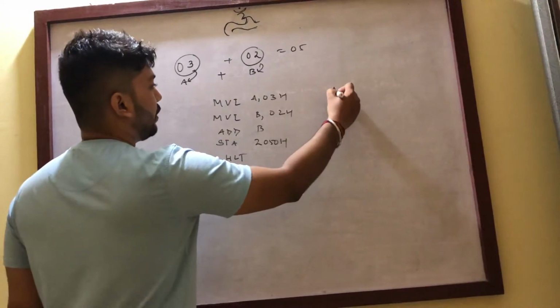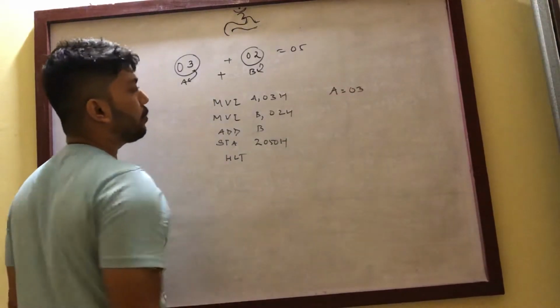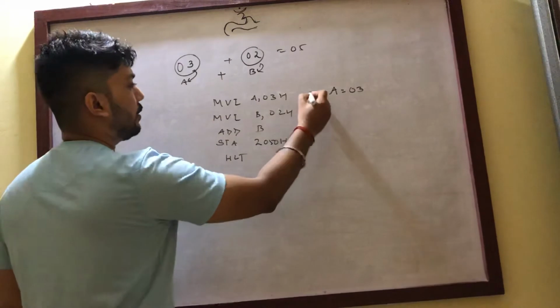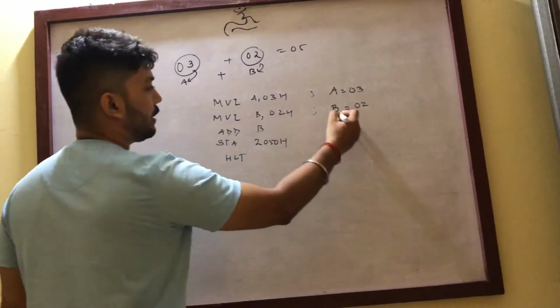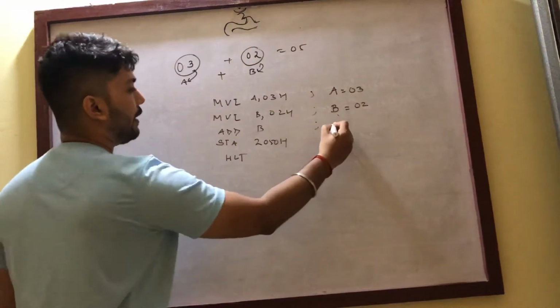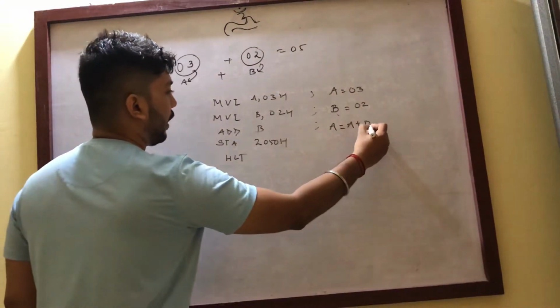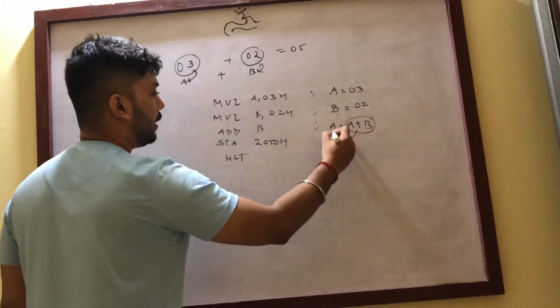This means data 3H is being copied or moved into register A. And what does this do? Similarly, the data 2 is being copied into register B. And what does this do? A equals A plus B. Now the resultant is stored in the accumulator.